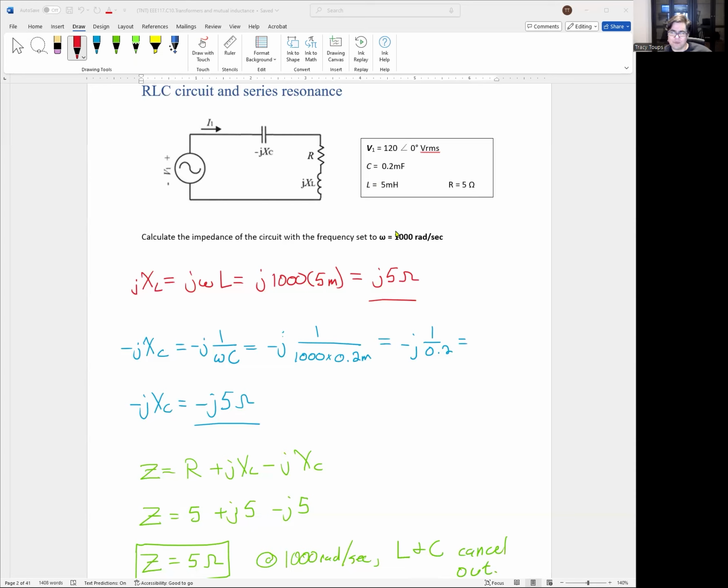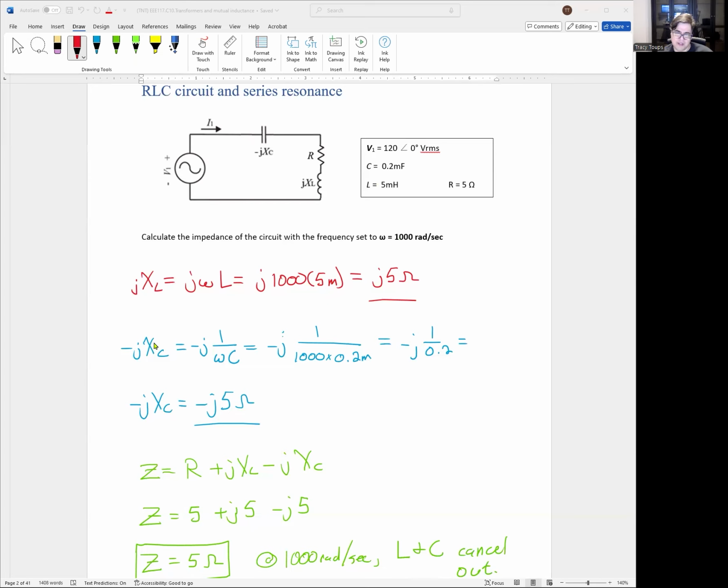If our system is running at 1,000 radians per second, calculate the total impedance of the circuit. See if these two cancel out. Well, you can just do them one by one. jXL is jωL. ω is 1,000, L is 5 milli. So it's just j5 ohms. The milli and 1,000 cancel out. That way the numbers are easy to work with.